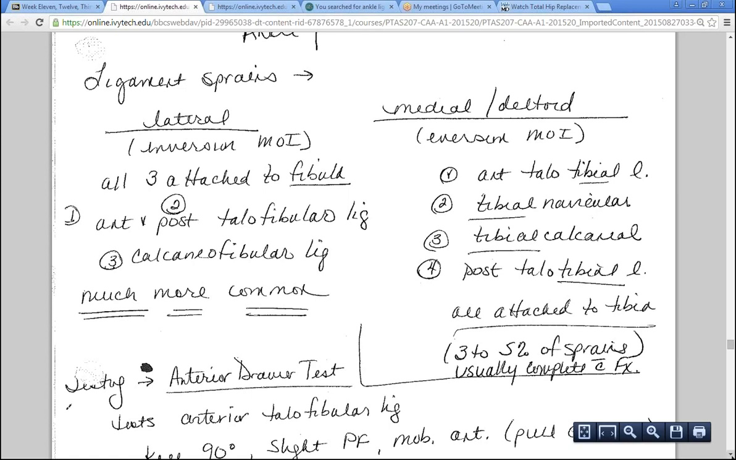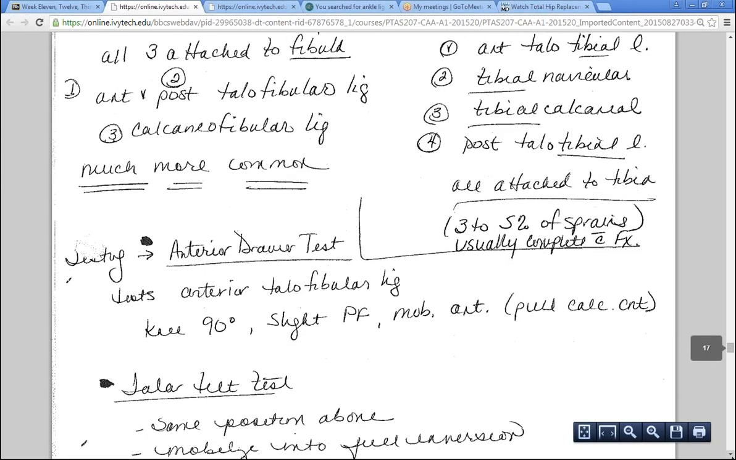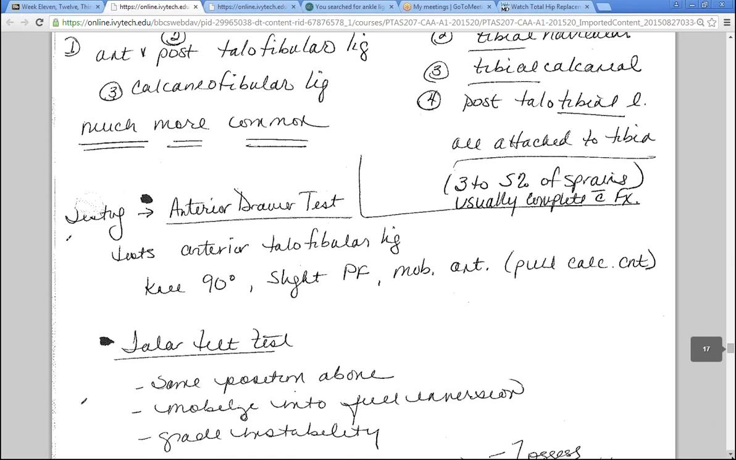Okay, we already talked about the anterior drawer test. Again, the person is seated with the knee at 90 degrees of flexion. We have slight plantar flexion. So in full plantar flexion, the ankle is locked. So we have to just do slight plantar flexion. We pull the calcaneus anteriorly and we look at the amount of slide anterior of the talus and the foot as compared to the other side. More mobility than the other side is a positive test. And then how much mobility gives us the grades of sprain, grade 1, 2, or 3.